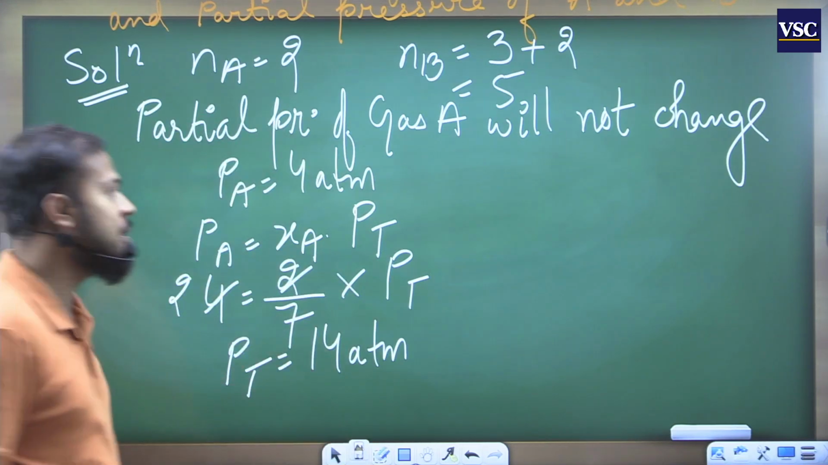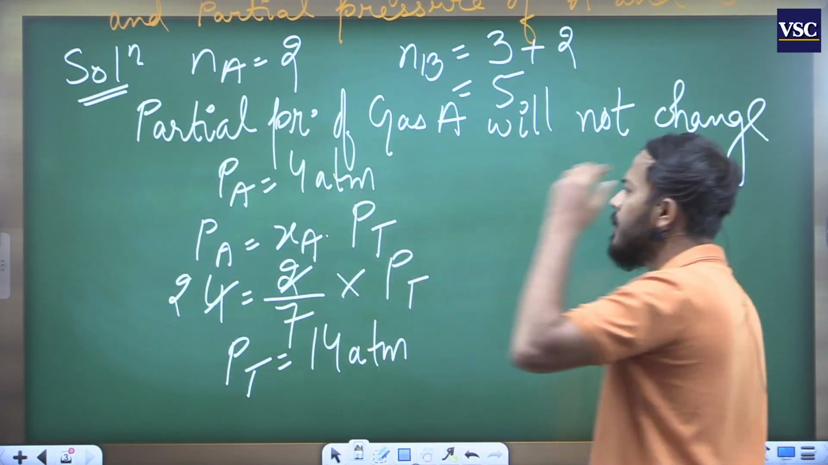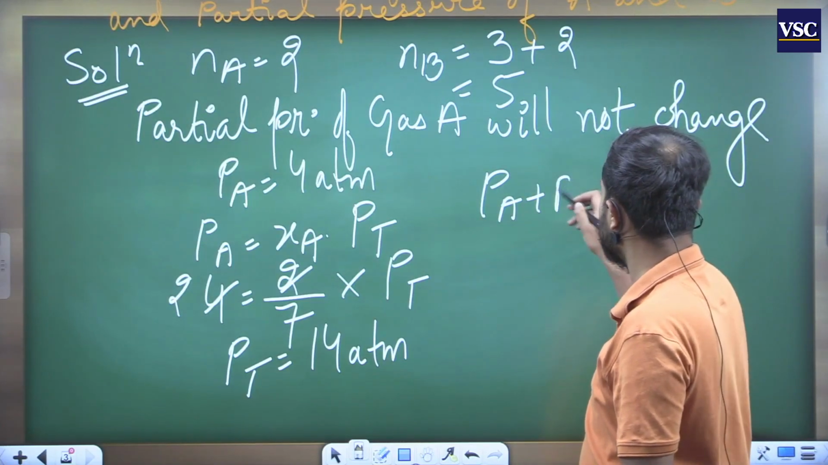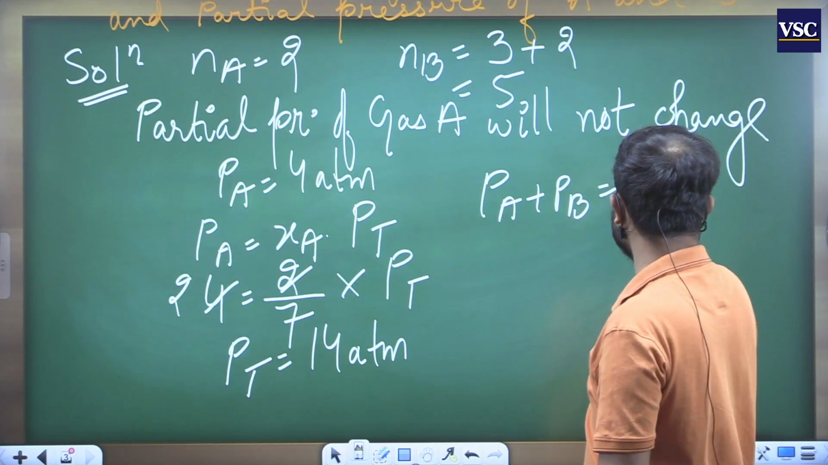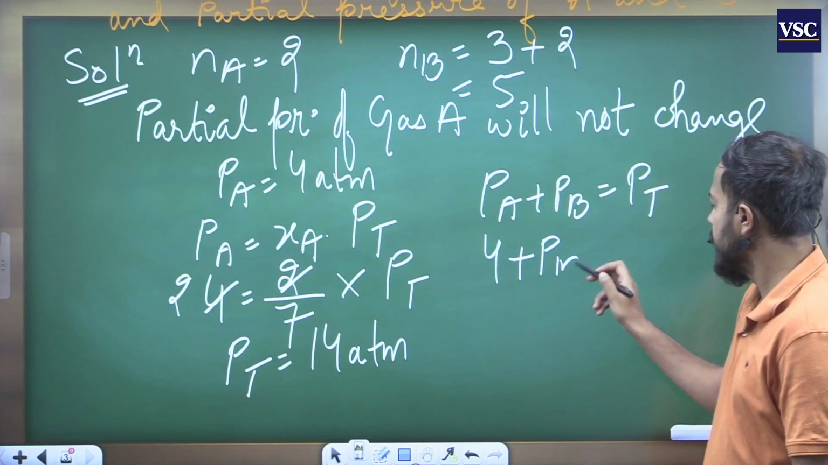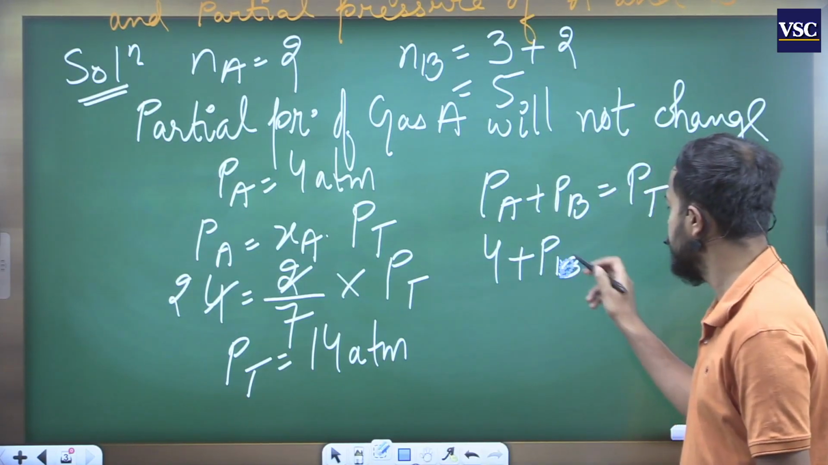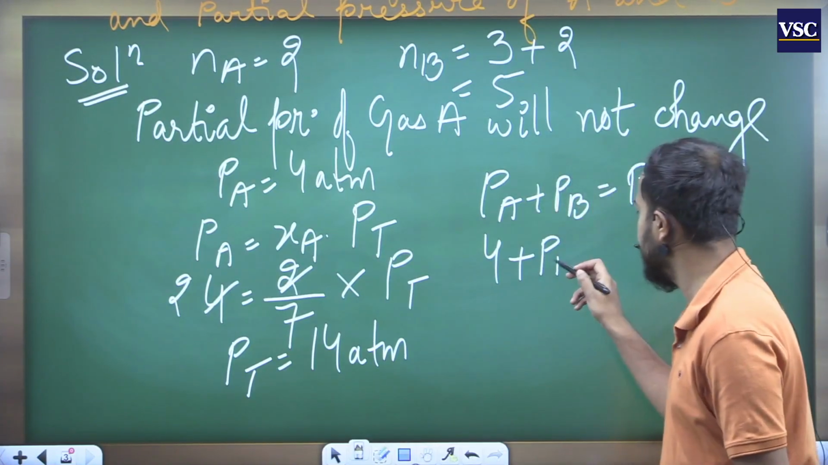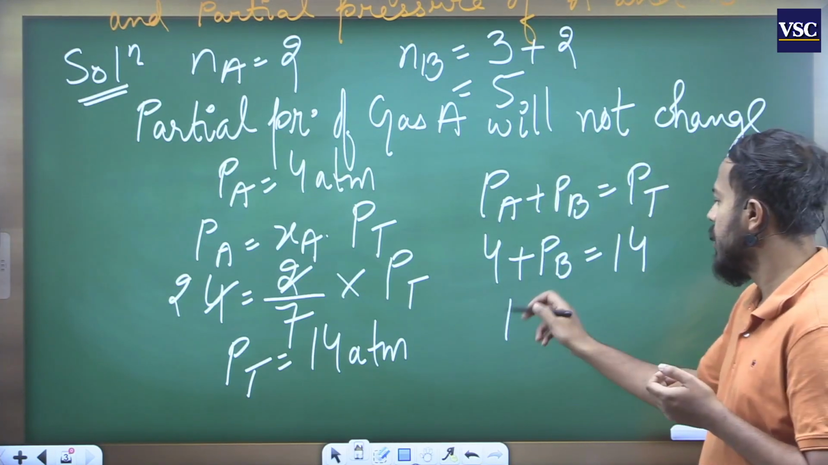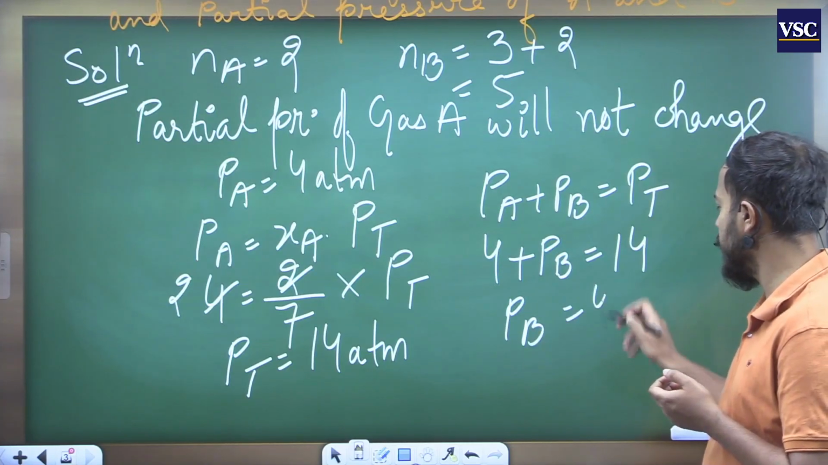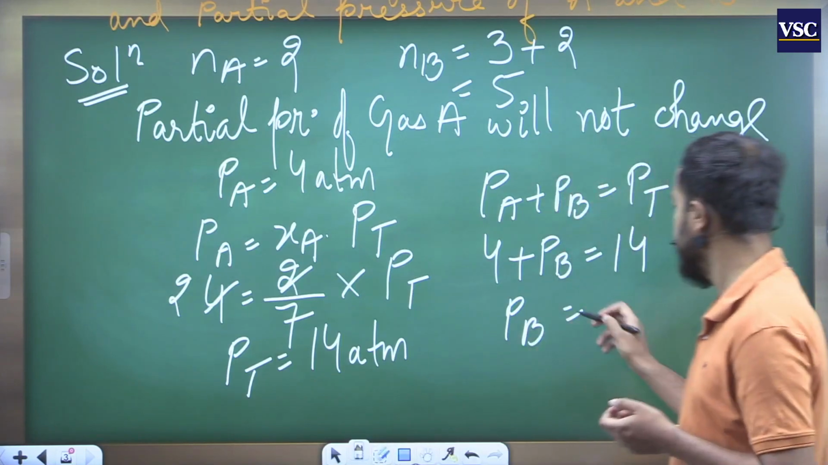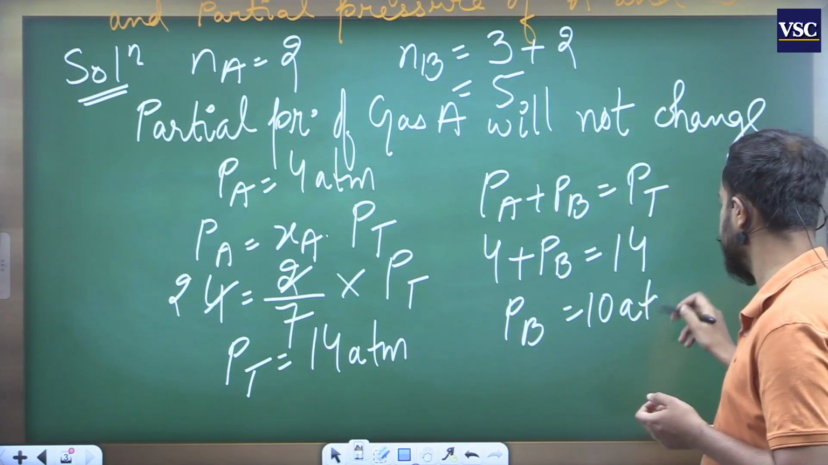We have to find the partial pressure of B. What is the way? There are two ways I told you. PA plus PB will be equal to P total. PA is 4 atm. You have to find PB, and P total you have just calculated, that is 14. What will be the PB? It will be 14 minus 4, it would be 10 atm. Okay.